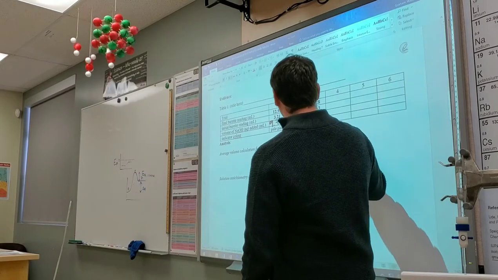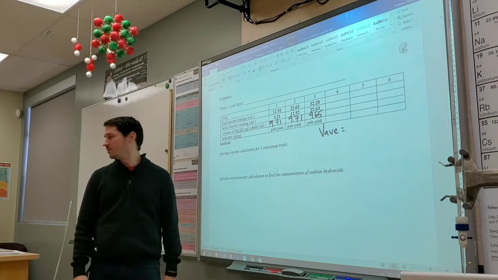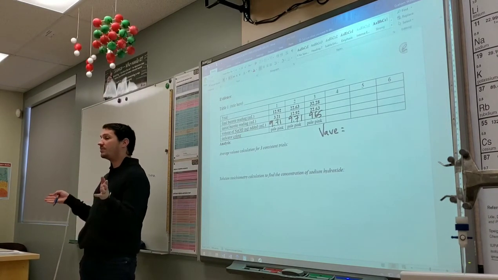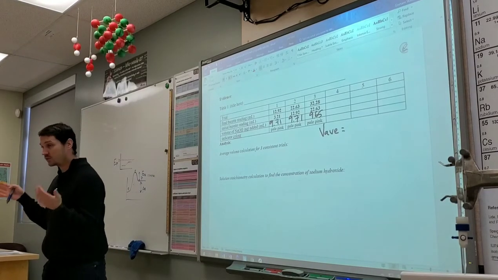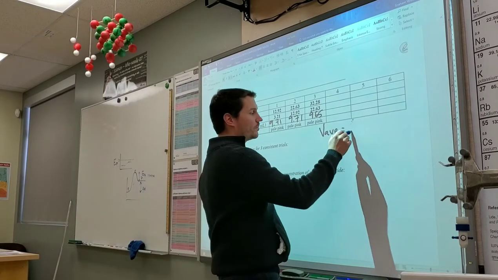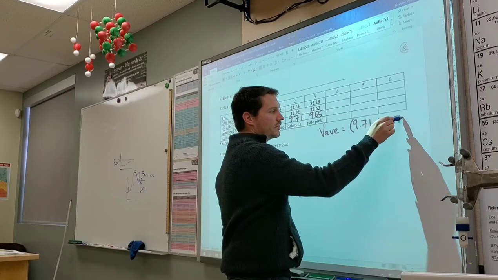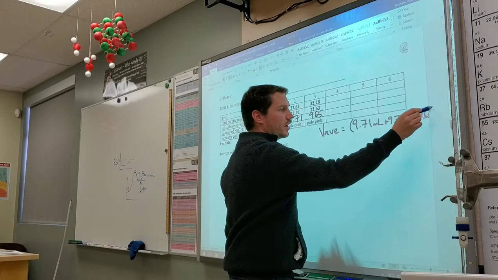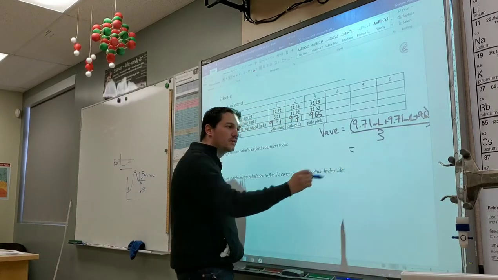So what's the average volume for this? How do you do an average volume calculation? Add them all up and divide by the total number of trials. So if we had four trials, we would have to add them all up and divide by four. But we don't. We have three. So I'm going to go 9.71 milliliters plus 9.71 milliliters plus 9.65, divided by three.